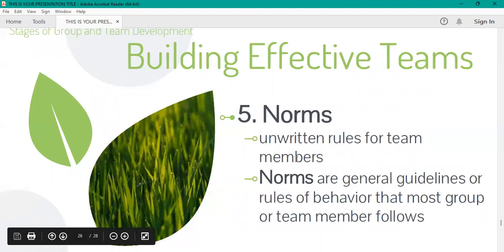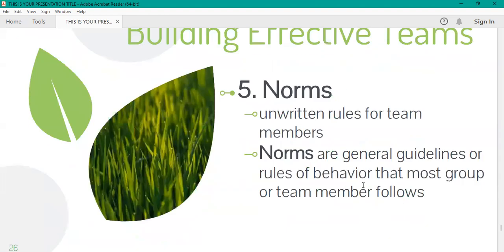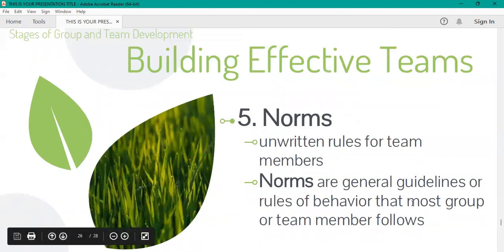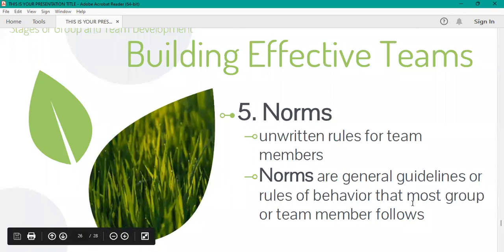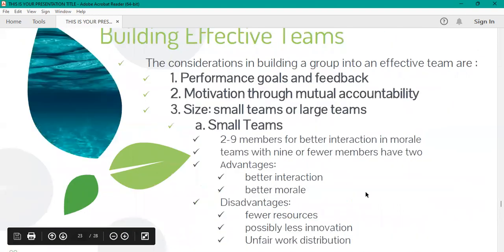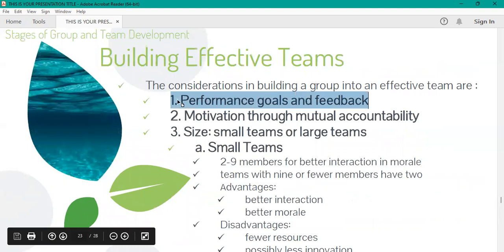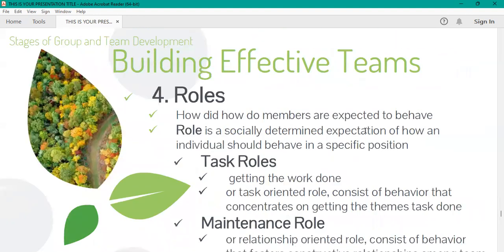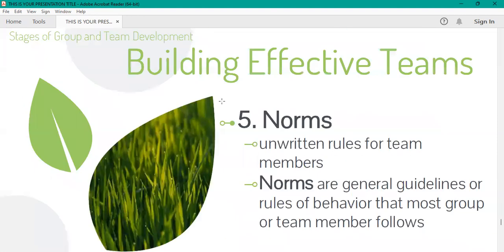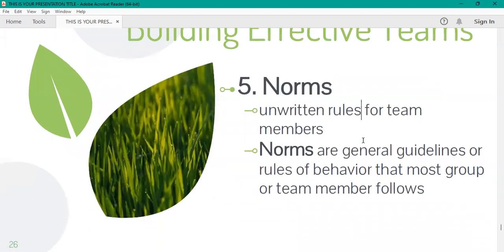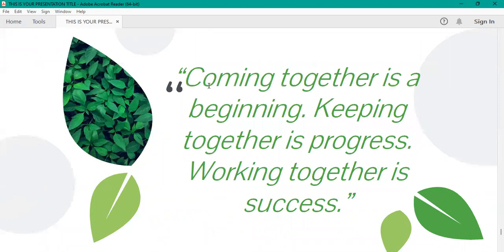For example, what is the difference? That is an example of following the task behavior. How to build an effective team: performance and feedback, motivation, mutual accountability. Accountability takes a big part when it comes to building effective teams, the roles, and also the structure, which is good for keeping the team together.